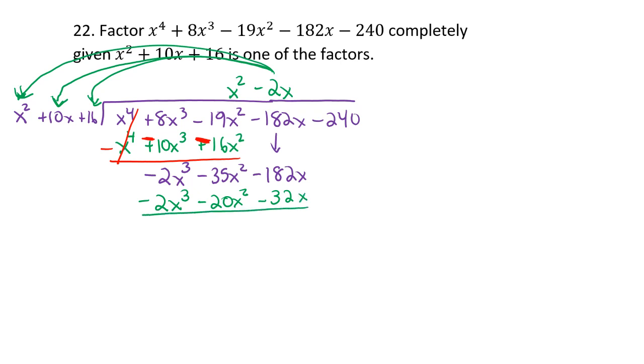Draw your line. Now switch your signs. The first two are now going to cancel out. We're going to have negative 15x squared, negative 150x. I'm going to drop down the negative 240.